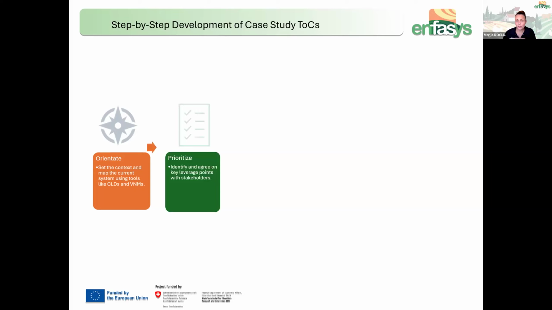In the prioritize phase, participants collectively identify and agree on key leverage points, those critical areas where intervention could actually catalyze transformation. This often involves interactive workshops with voting to build consensus. Antoine and Rebecca will tell you more about this. The strategize step then builds on these leverage points to co-design strategic interventions. Here, we develop the actual theory of change diagram, showing how specific actions could lead to desired outcomes.